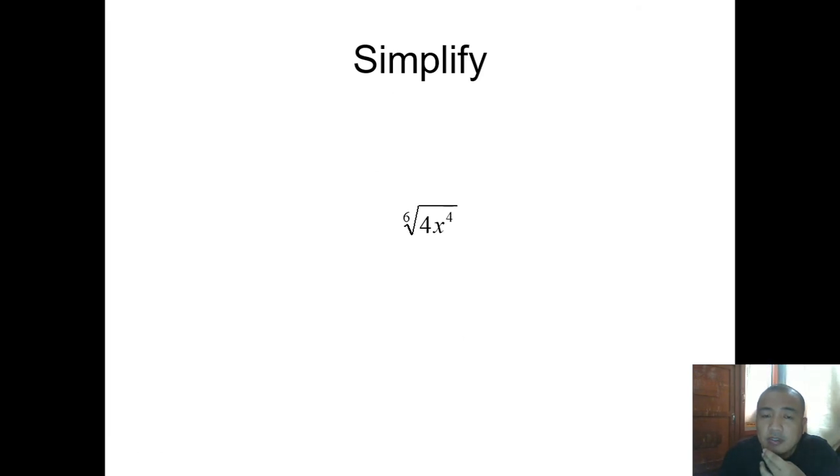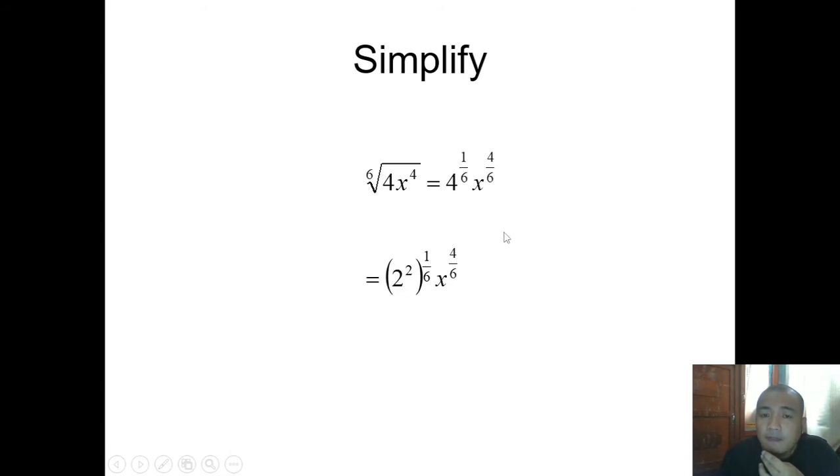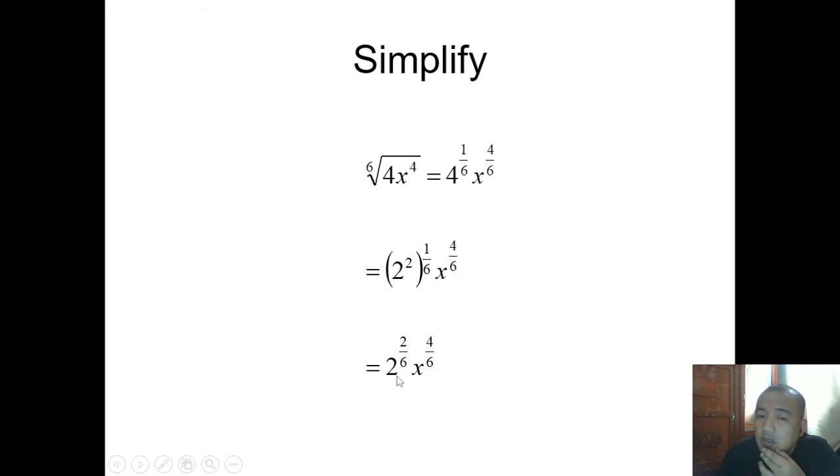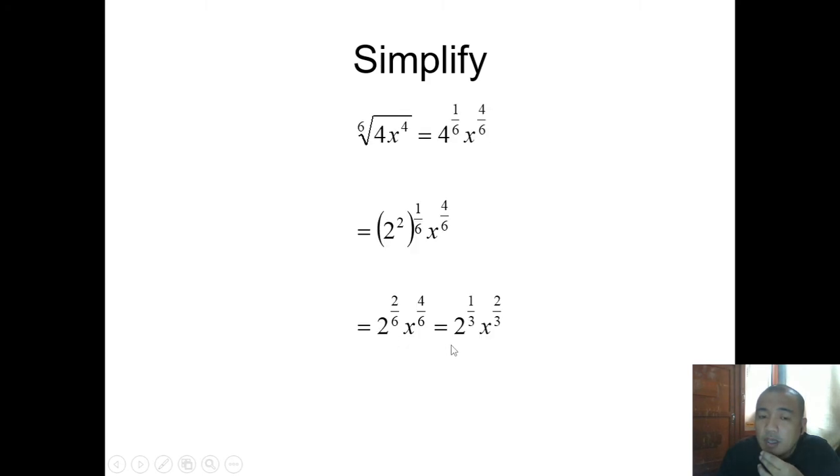Another, simplify the 6th root of 4x to the 4th power. So this means 4 raised to 1 over 6, x raised to 4 over 6. Okay, but 4 can be written as 2 squared, and 4 over 6 can be reduced to lowest terms, which is 2/3. Right? 2 raised to 1/3, x raised to 2/3. This is now the final answer: 2 raised to 1/3, x raised to 2/3.